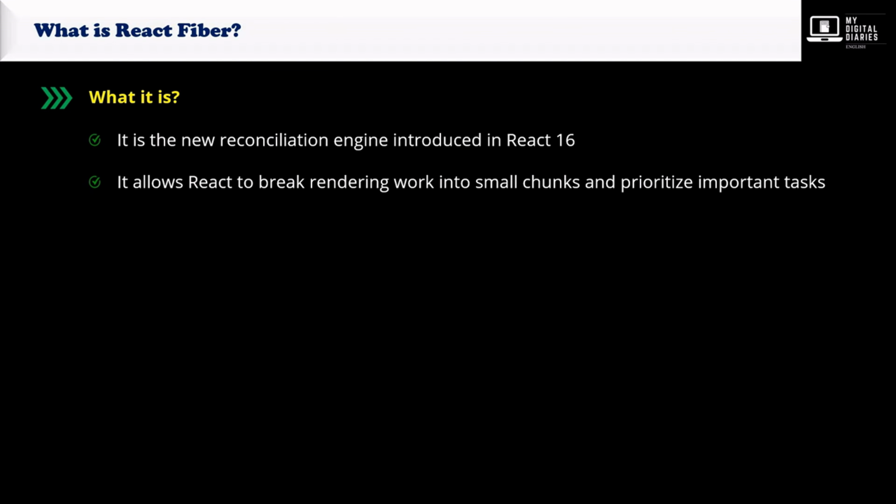Earlier, React used to do all rendering in one single go. If the task was heavy, the UI could freeze, but with React Fiber, rendering work is broken into small chunks. Important tasks like user input get higher priority, less important work is delayed. This results in no UI freezing, smart task scheduling, and faster user interaction. Now let's understand what React Fiber actually does at runtime.